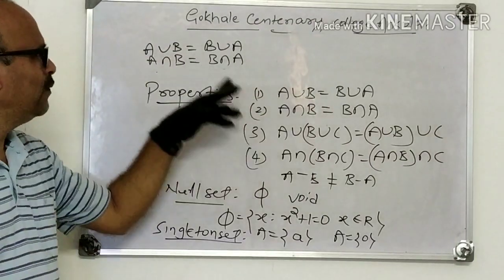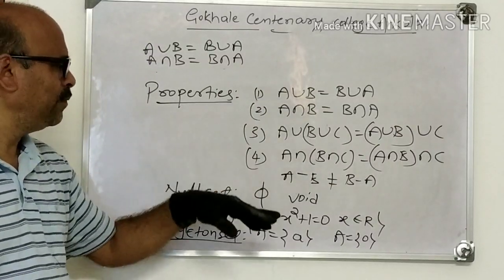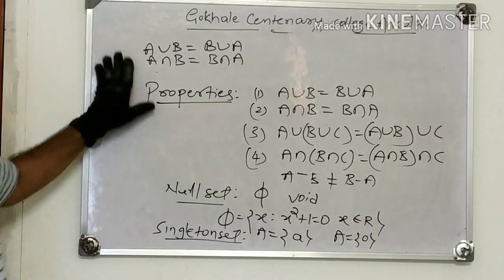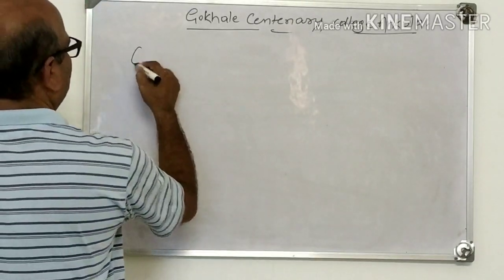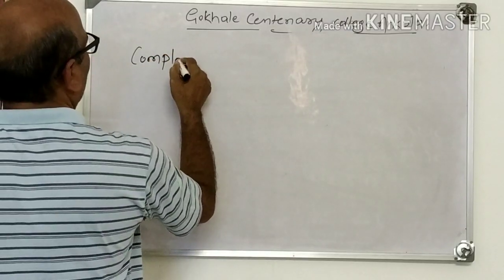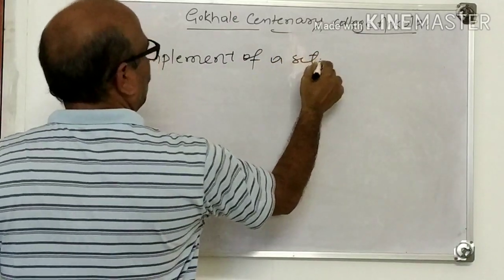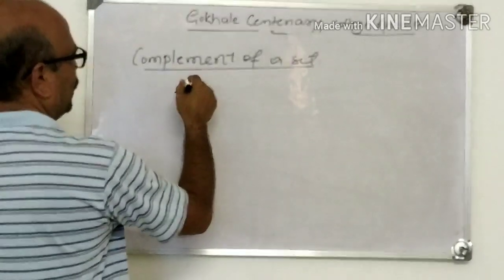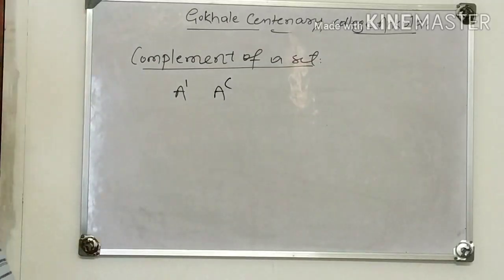So what have you studied? Finite, infinite sets, operations on sets, union and intersection. Then what is null set? What is singleton set? One more important concept that you have already studied is complement of a set. It is denoted by this notation. Suppose A is any set, complement of A is denoted by A dash or A^C.